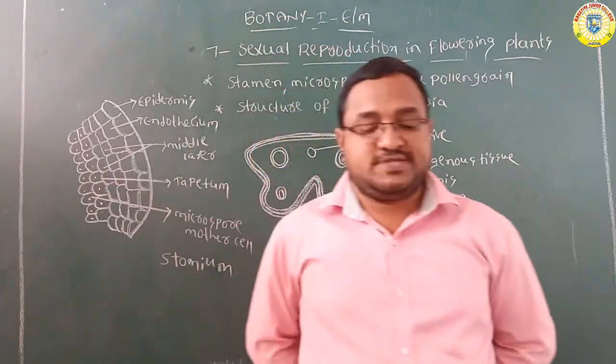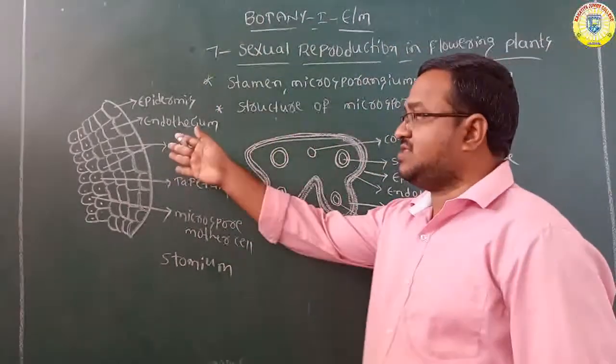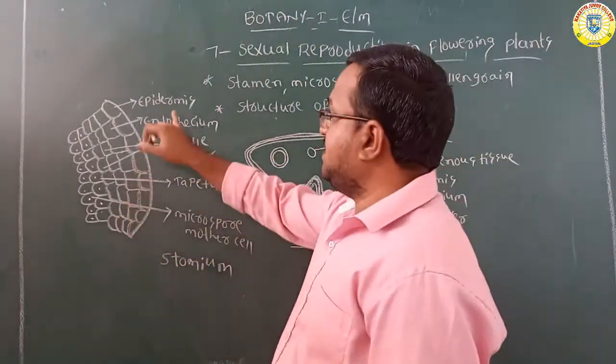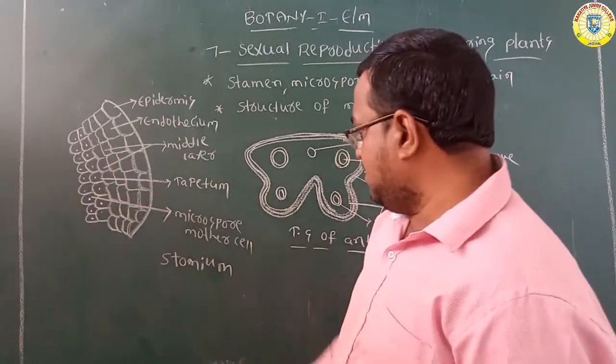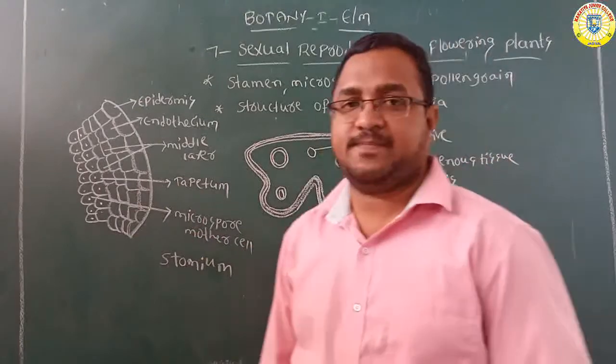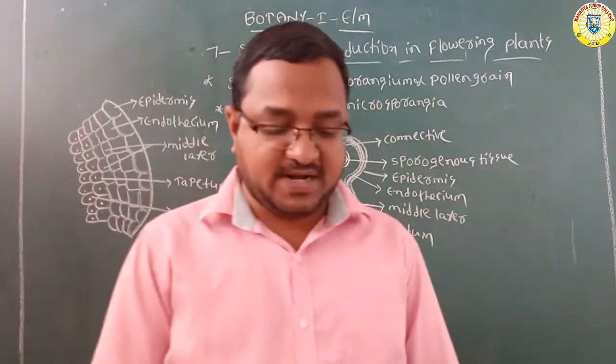Okay. So this is the explanation of the four types of layers. This is also the location of the four walls: epidermis, endothelium, middle layer, tapetum, and the microspore mother cells.